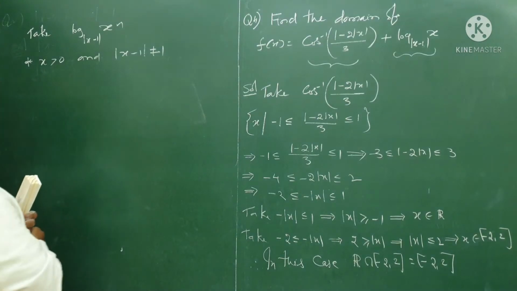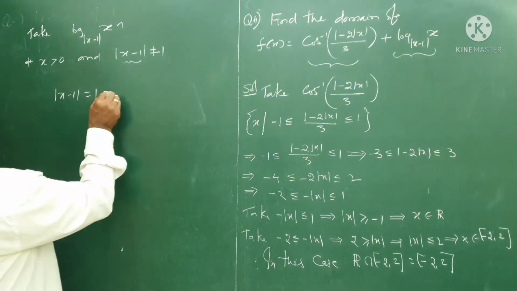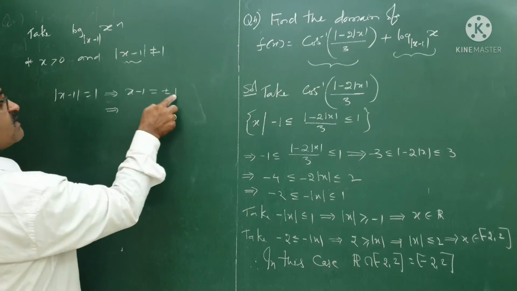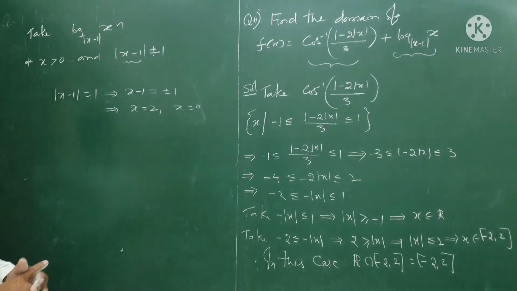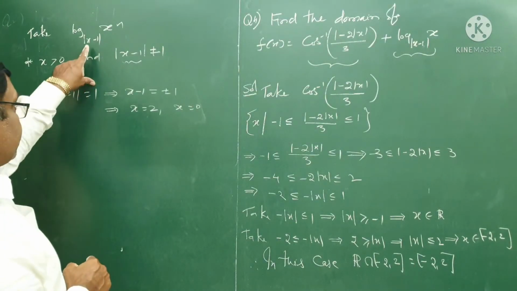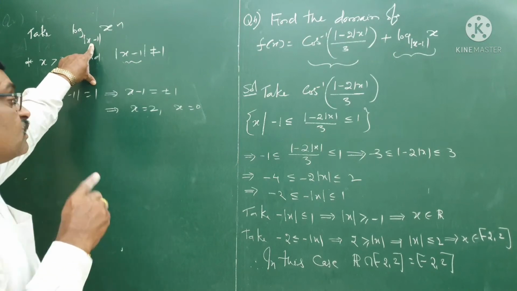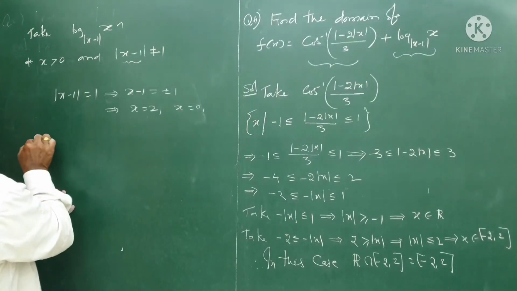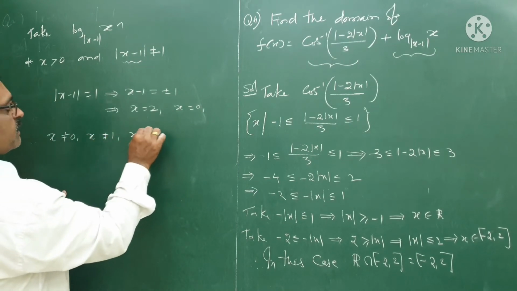What is the meaning of that? If mod of x minus 1 is equal to 1, this implies x minus 1 is equal to 1 or minus 1. When I take plus 1, x is equal to 2. If I take minus 1, x is equal to 0. So I can't take x equal to 2 and x equal to 0. I have one more doubt. Can I take x equal to 1? If I substitute, 1 minus 1 is 0, and the base should not be 0 either. That means I can't take x equal to 1 also. So in total, x is not equal to 0, x is not equal to 1, and x is not equal to 2.